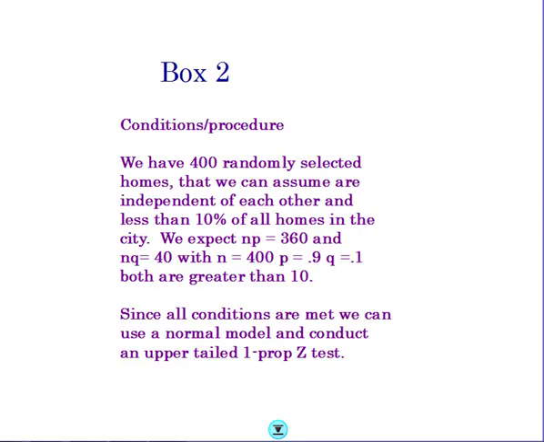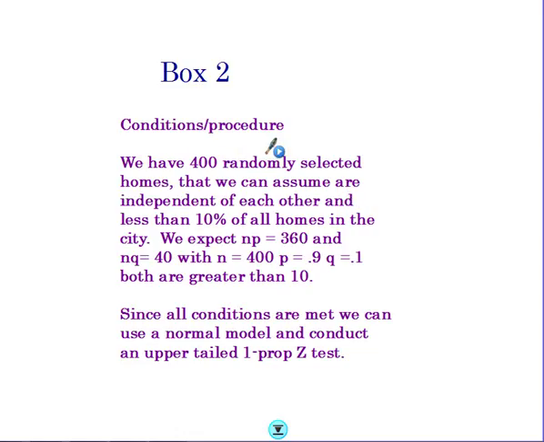Box 2 is to check your conditions. Your conditions and procedures are always based off of the population, not the sample. So you do not bring p-hat into the picture until box number 3. So we should not be mentioning the sample of 376 out of 400 smoke detectors anywhere in here.